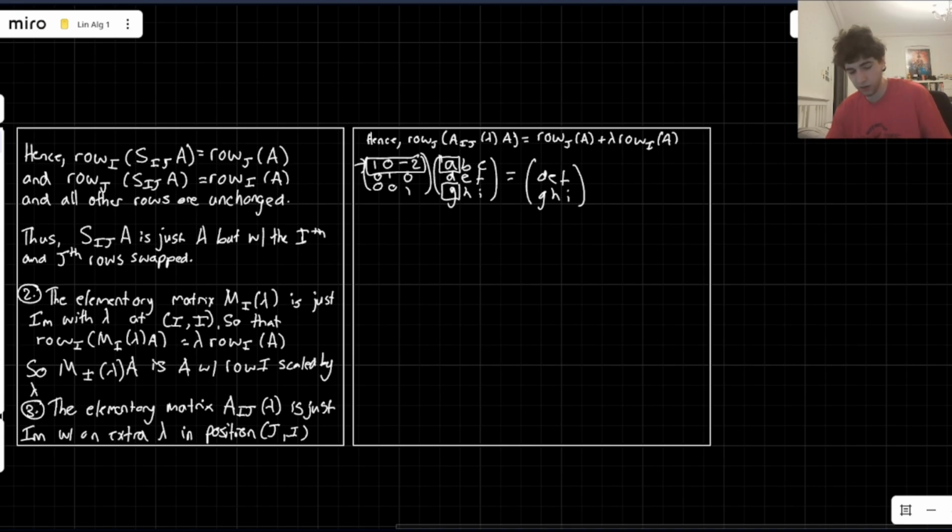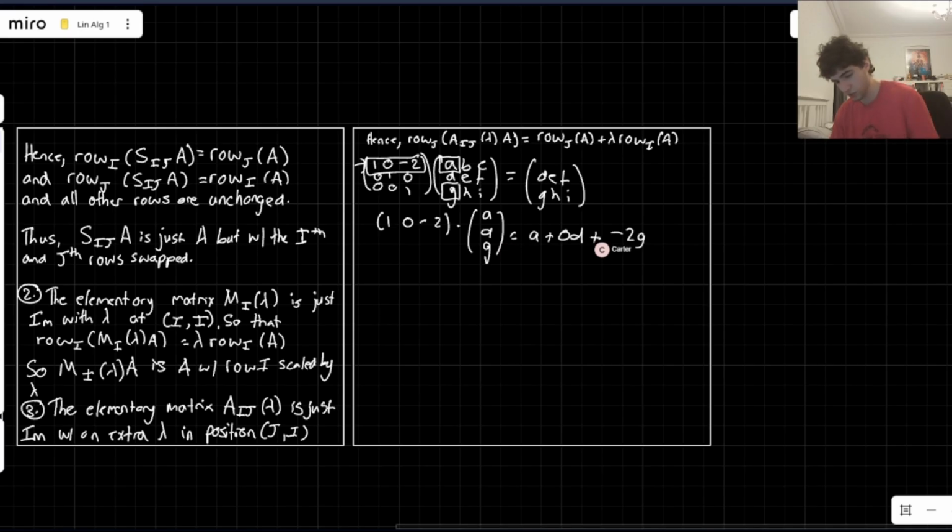Because effectively that's what this is doing, right? When you do that dot product, you're going to get A plus 0D, so that's just 0, minus 2G, so plus minus 2G, which is just A minus 2G. And that's always true for each of the components here. So your first row will simply be A minus 2G, B minus 2H, and C minus 2I, which is exactly what you want.